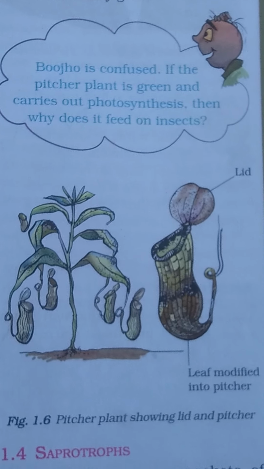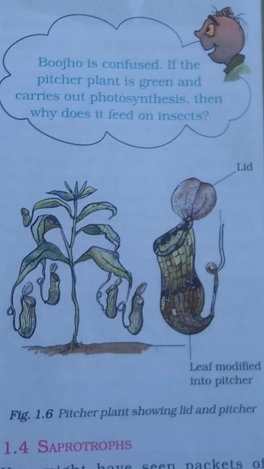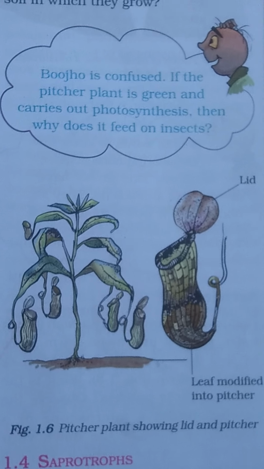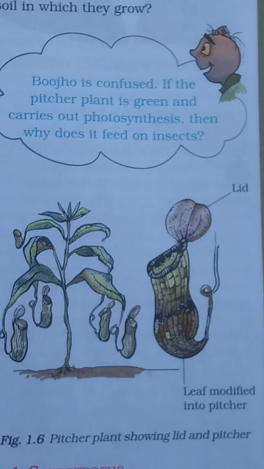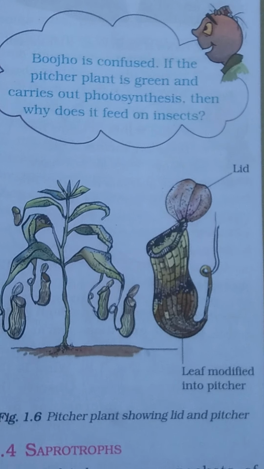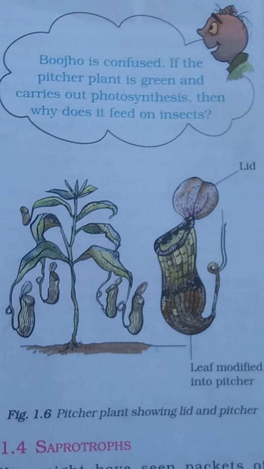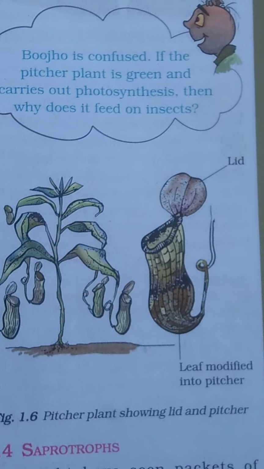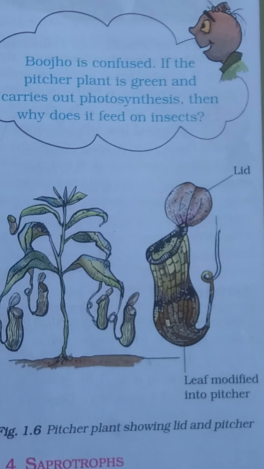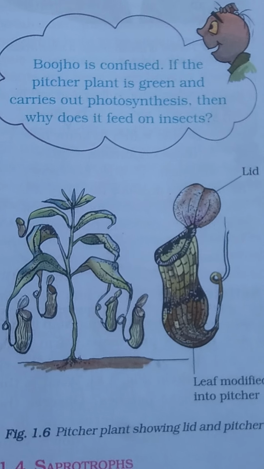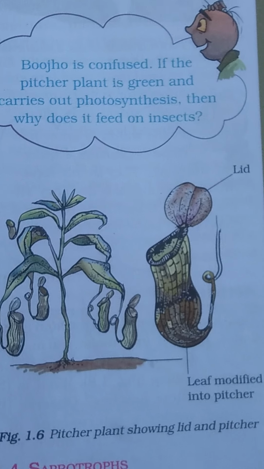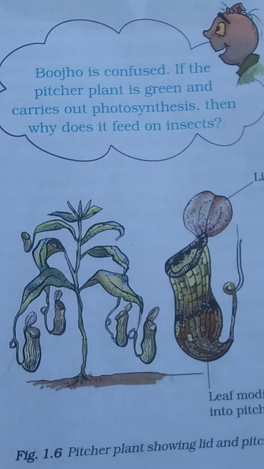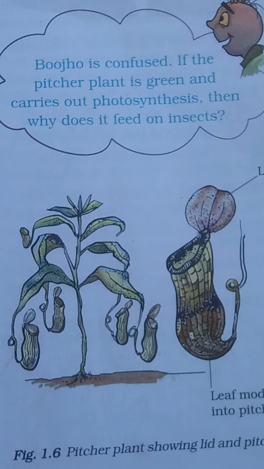Some plants eat insects. These are insectivorous plants. Here you can see the picture of a pitcher plant showing lid and pitcher. See, leaf modified into pitcher and a lid is there. It is jug-like structure, the modified part of leaf. So the lid can open and close the mouth of the pitcher.